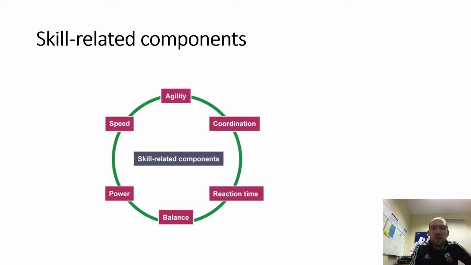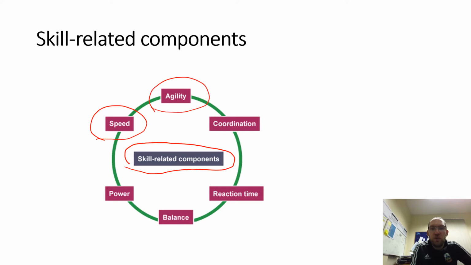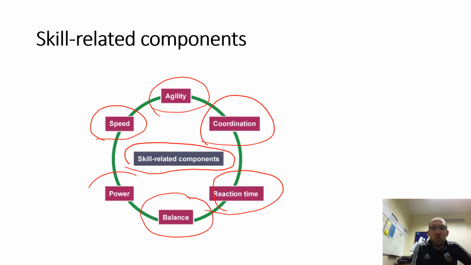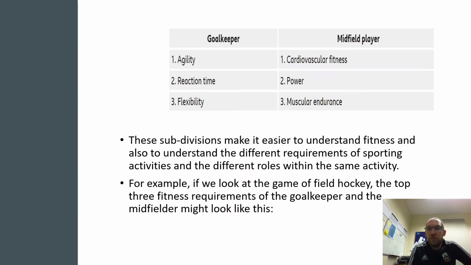There are also skill-related components. Now, this is your speed, your agility, your coordination, your reaction time, your balance, and your power. Now, these subdivisions make it easier to understand fitness and also to understand the different requirements of sporting activities and the different roles within the same activity.